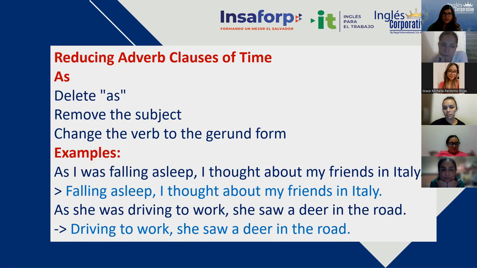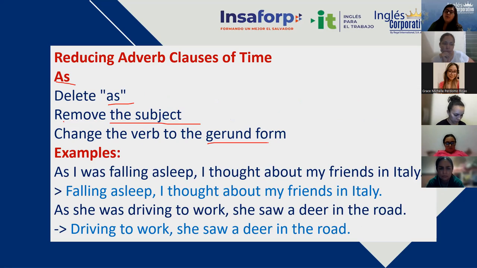I check the other one. When we use as in the reduced clause, you delete the as. So el as no se queda. You remove the subject también. And then you change the verb to gerund. ¿Sí? Then you say, as I was falling asleep, I thought about my friends in Italy. Como, first we eliminate as, and then we eliminate the subject, and then we eliminate the verb to be.